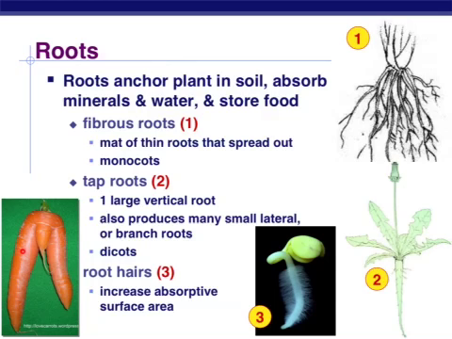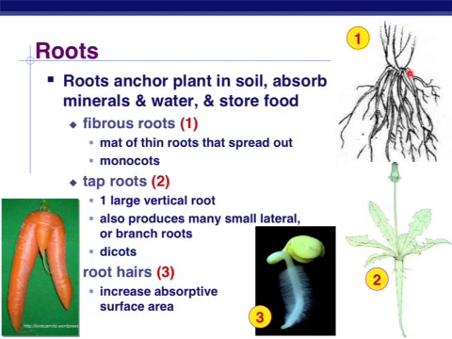The first is called fibrous root systems, which look like this first picture, and it's just a mat of thin roots that kind of spread out continuously. There's no main root. All of them are about the same size. All of them are about the same length. This is a characteristic of monocotyledon plants, things like corn and wheat and rice and barley and stuff like that.